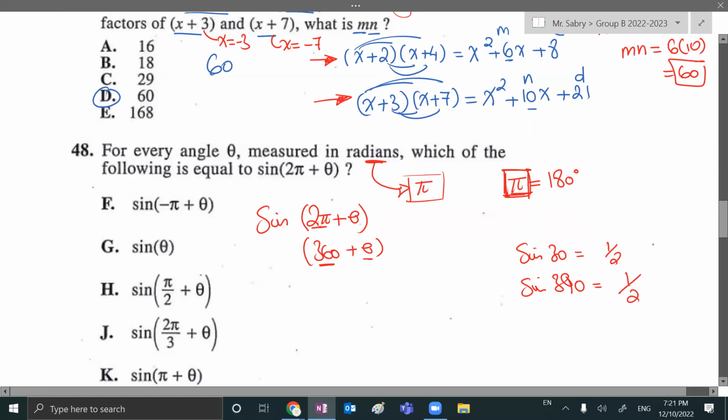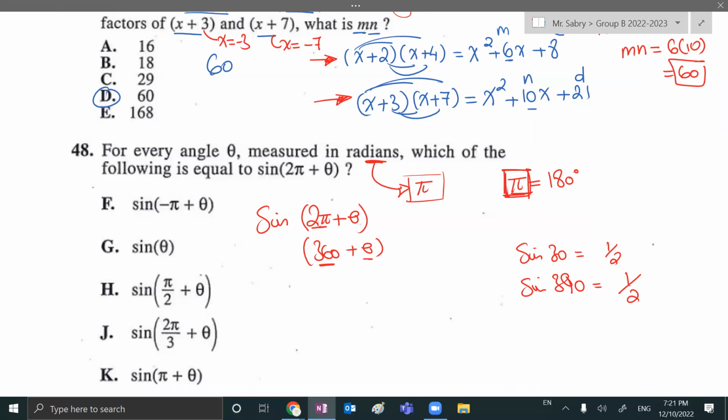So when you add a full 360 to the angle, its sine, cosine, and tan will not change. It will remain as it is. If you add even 720, which is 360 and another 360, it will still remain the same. The only problem is whenever you add an angle that's less than 360 or bigger than 360, then the sign will change definitely. I'm calculating the sine of 30 and the sine of 390.